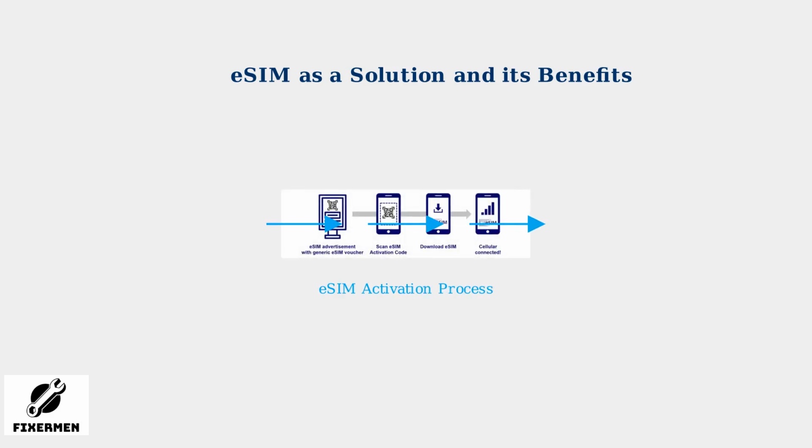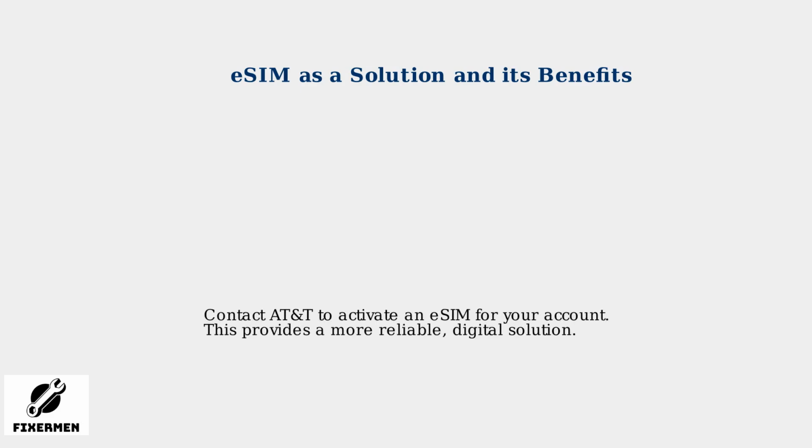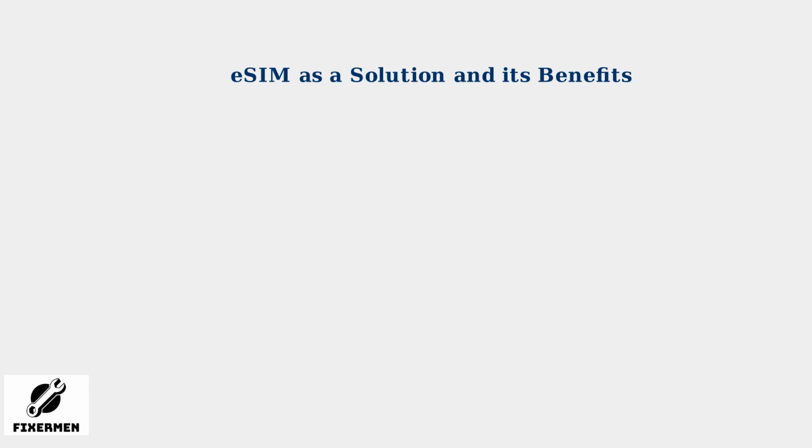Contact AT&T to get an activation code or QR code. Scan it with your device, and the SIM is downloaded digitally. This is especially useful if you suspect your physical SIM is damaged. Contact AT&T to activate an eSIM for your account. This provides a more reliable, digital solution to SIM card issues.